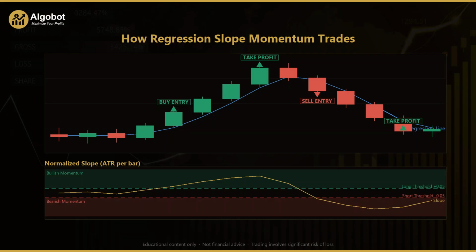Then, on the final candle, price steadies and the slope begins drifting back toward the neutral middle, where the strategy once again waits for the next genuine shift in momentum.